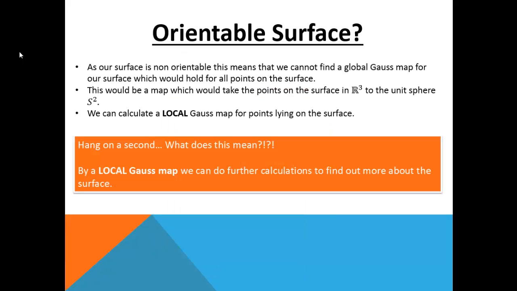As our surface is non-orientable, we cannot find a global Gauss map for our surface which holds for all points on the surface. This would be a map that would take the points on the surface in R cubed to the unit sphere, represented by S squared. We can, however, calculate a local Gauss map for points lying on the surface, meaning that we can do further calculations to find out more about the surface. This will be discussed later.